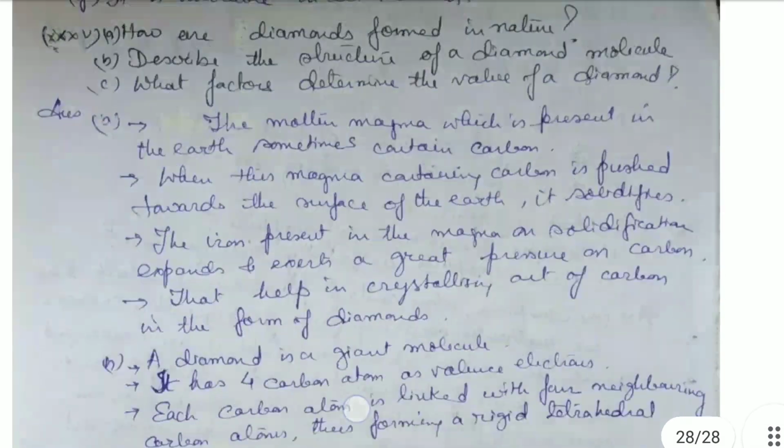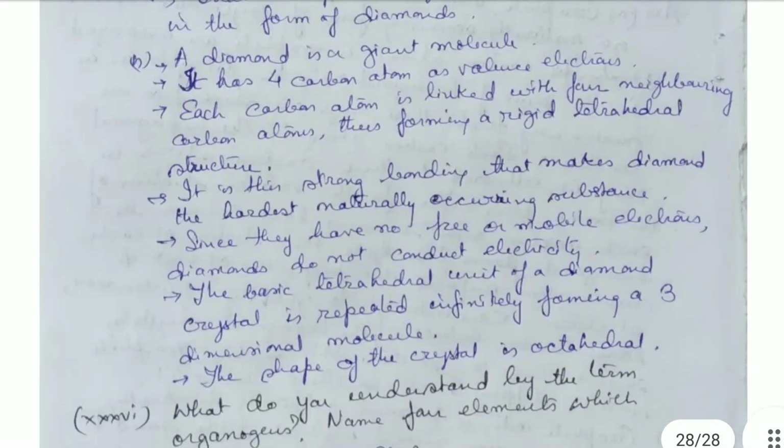Now, next question is, describe the structure of a diamond. Diamond is a giant molecule. Carbon has 4 valence electrons. Each carbon atom is linked with 4 neighboring carbon atoms, thus forming a rigid tetrahedral structure. Each carbon atom is linked to another 4 neighboring carbon atoms, so that makes a tetrahedral structure, and it is this strong bonding that makes diamond the hardest naturally occurring substance on the earth.